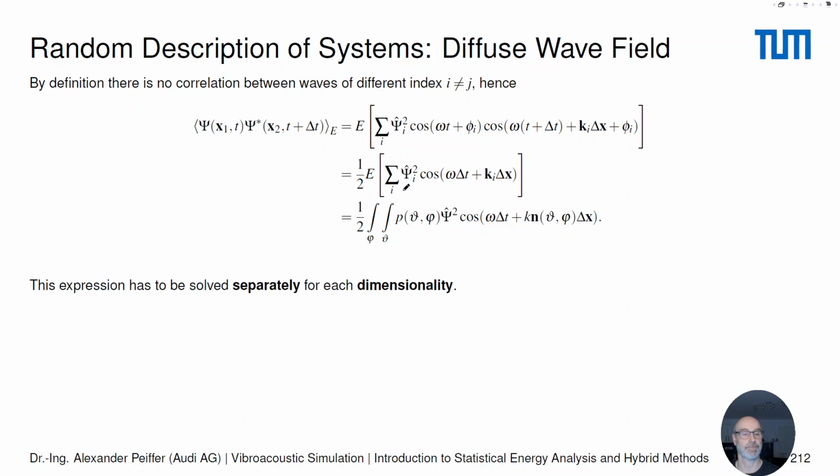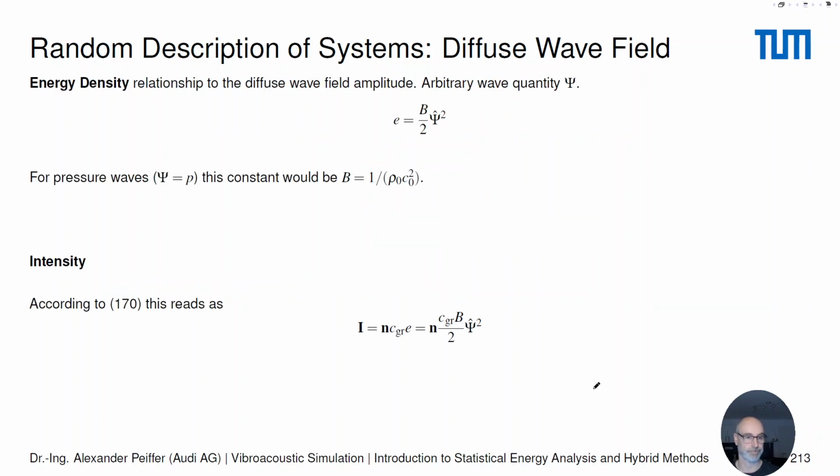So this is the squared sum, and this is the version if we formulate this using a continuous probability function. So summing up all directions with the given probability, and including the time delta, the distance delta, and the normal vector which follows from this. However, this expression is now the point where we have to consider all the different dimensions, and this is why we have to solve this separately for each dimensionality, 3 dimensions, 1 or 2 dimensions. Good.